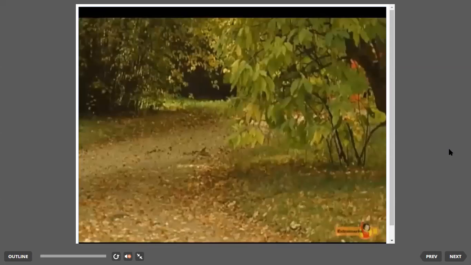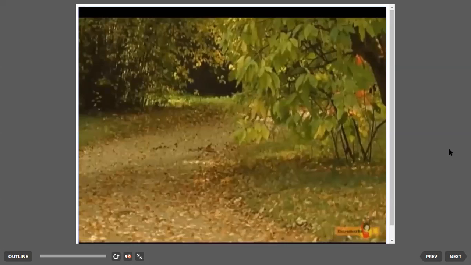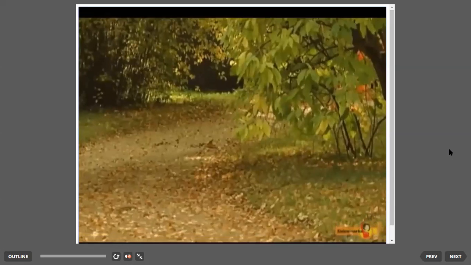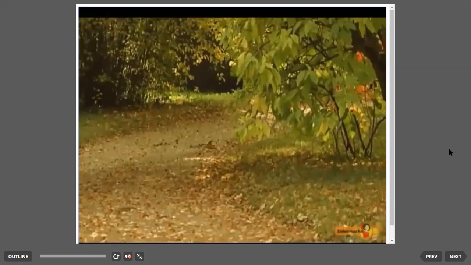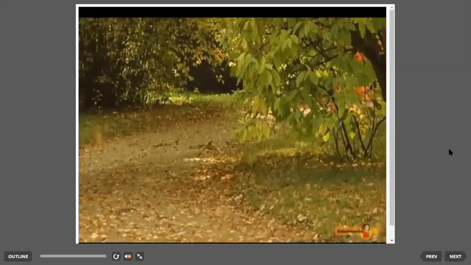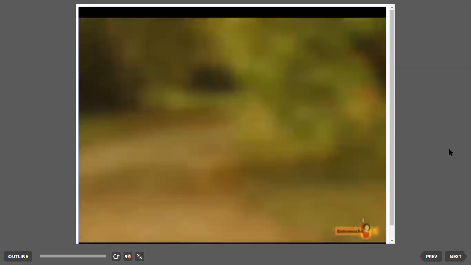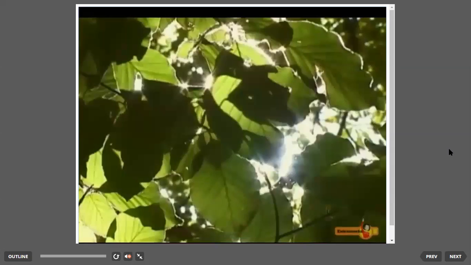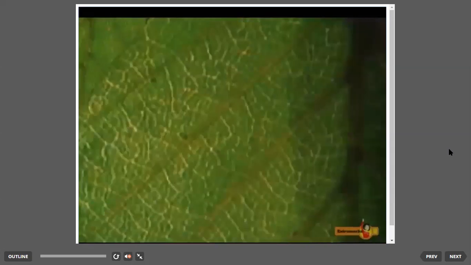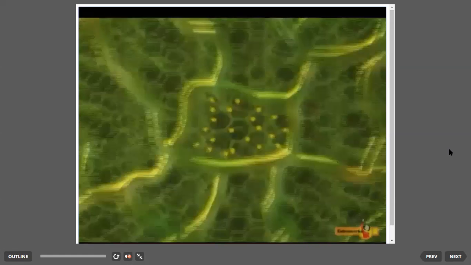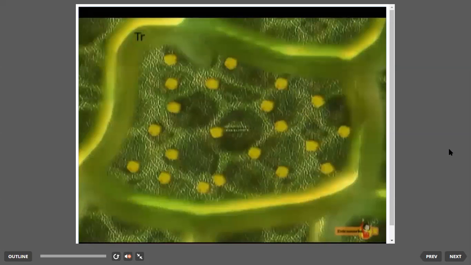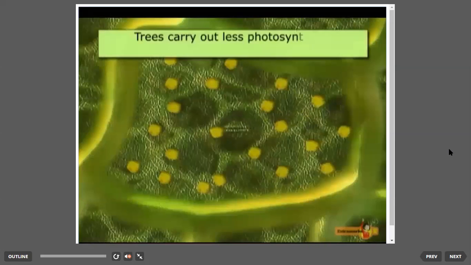Shedding of leaves is an active process. Shedding allows trees to maintain the most effective and efficient way of their survival. During the winter season, when the temperature starts to drop and days become shorter, trees carry out less photosynthesis and hence their metabolic rate also decreases.